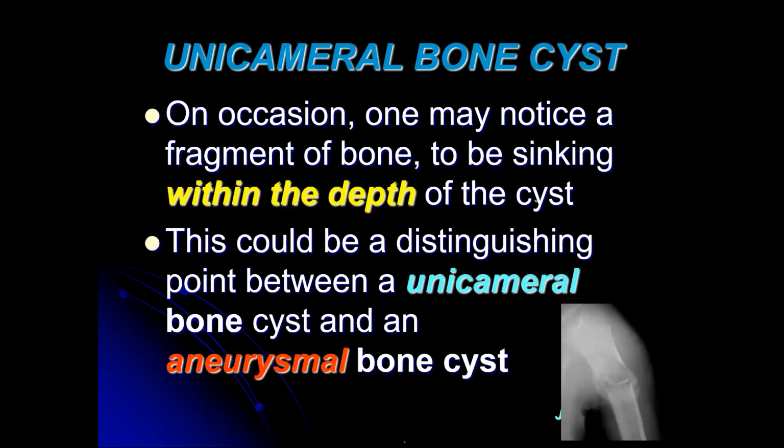On occasion, one may notice a fragment of bone sinking within the depths of the cyst. You see it over here. You see this fragment. This is what we call the sagging bone sign. This we can use to differentiate from an aneurysmal bone cyst. Why? Because this does not occur in an aneurysmal bone cyst, which is full of loculations. This will prevent a bone, when fractured, from settling down to the base. So this is one of the differentiating points between a unicameral bone cyst and an aneurysmal bone cyst.